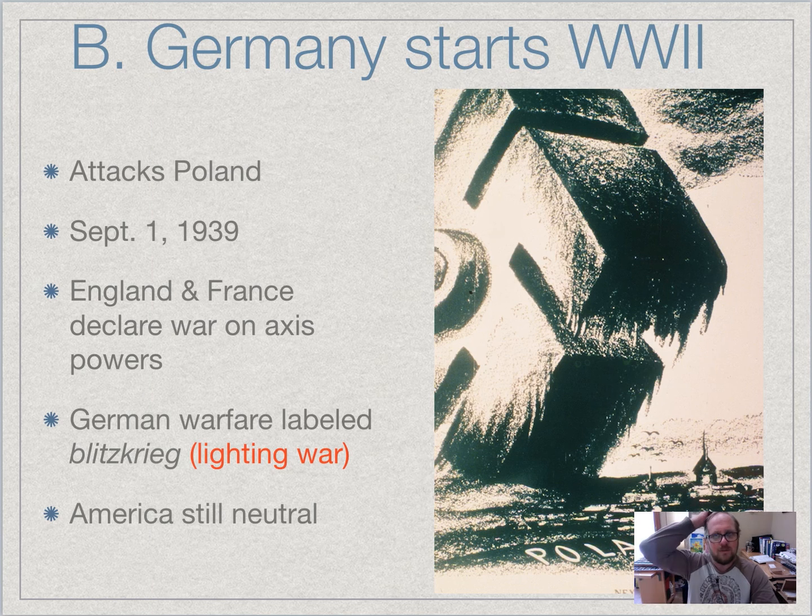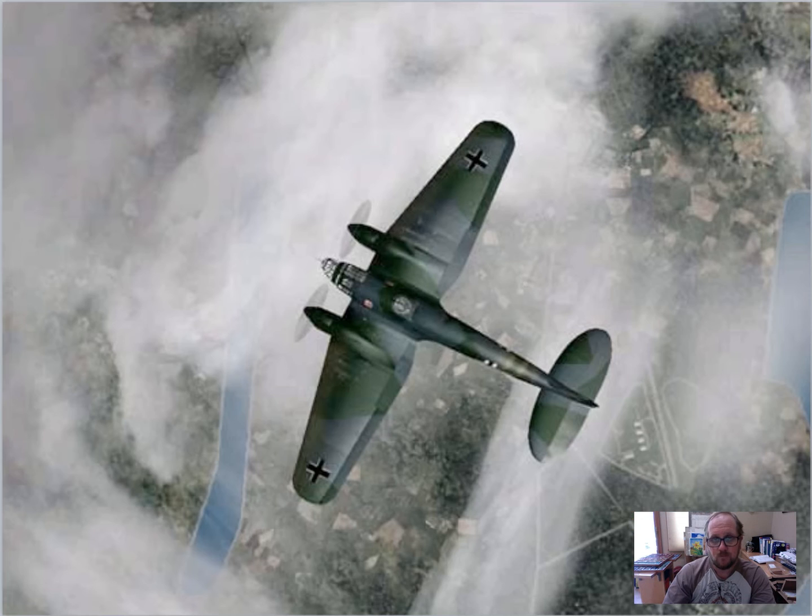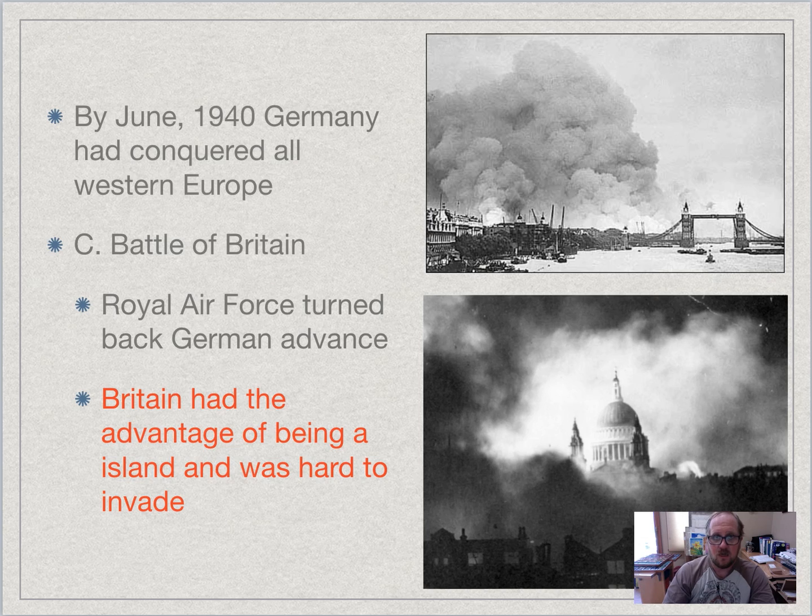Okay, so Germany starts World War II by attacking Poland on September 1st, 1939. This will start a global war because England and France are official allies of Poland. Pretty much they will run through Poland with blitzkrieg, or lightning war. Within one month, Poland is devastated and surrenders. America still stays neutral at this point. And then they basically roll through Europe within the next year. They overtake Norway, Denmark, the Netherlands, Belgium, then they roll into France.